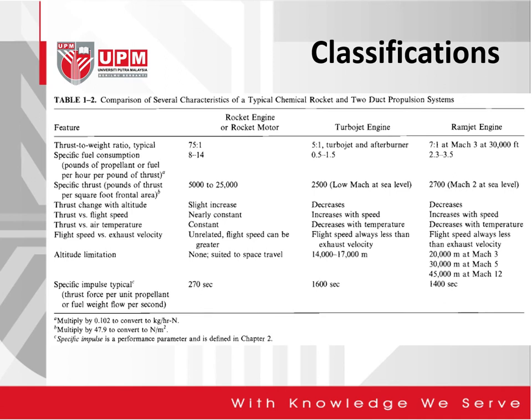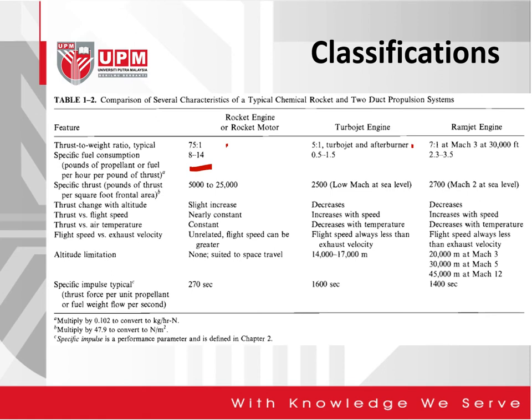Obviously, the thrust to weight ratio for the rocket engine is much higher than the turbojet engine, which is 75 to 1, and a typical turbojet engine is 5 to 1. The ramjet engine is 7 to 1. In terms of specific fuel consumption, obviously the rocket consumes more, which is quite high, whereas the turbojet engine is much more efficient compared to the ramjet engine.